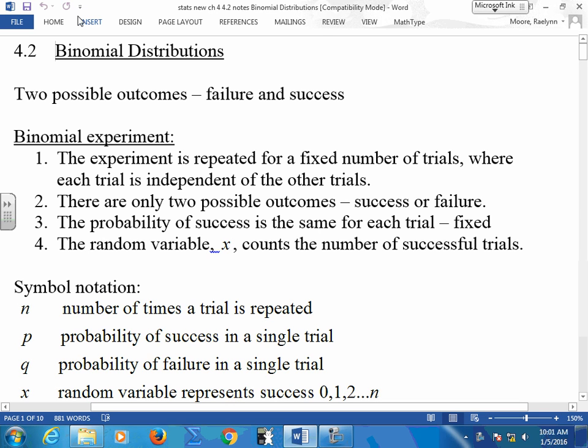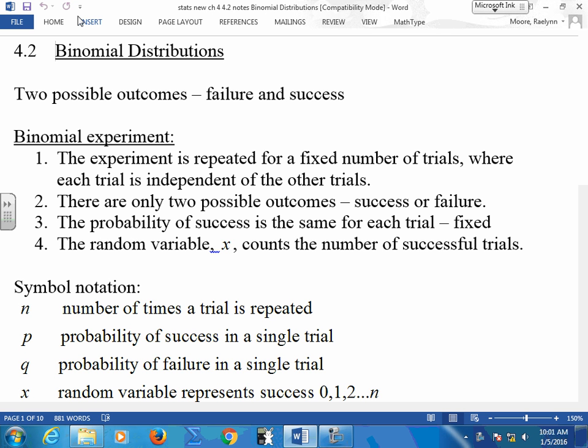Success, you can have a failure. And it's the same, we still say probability distribution, still has to have your probabilities from 0 to 1, still has to sum up to 1. That's probability distribution. To be a binomial experiment, we have 4 conditions.